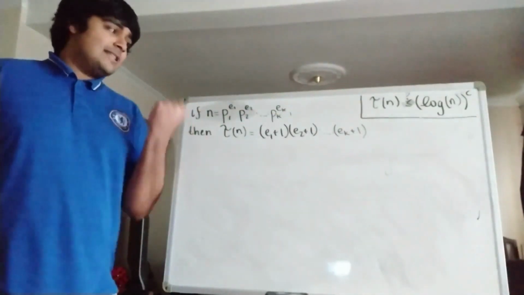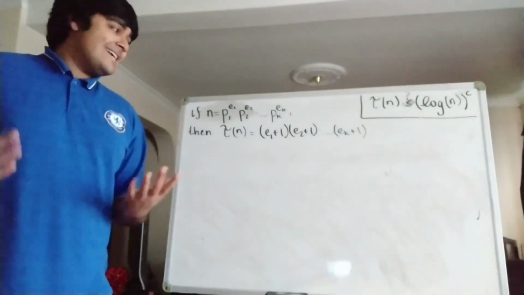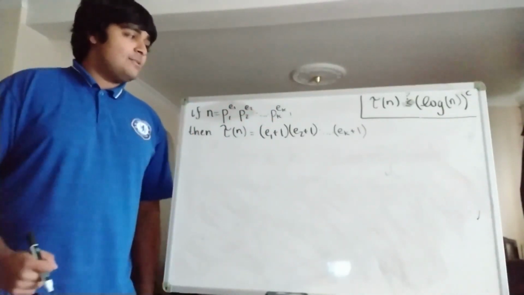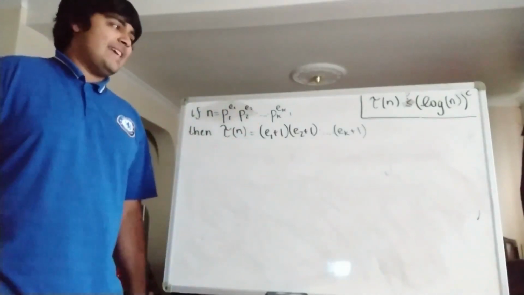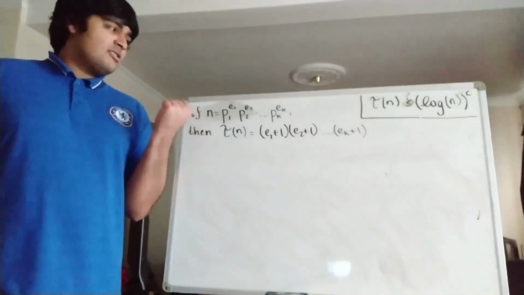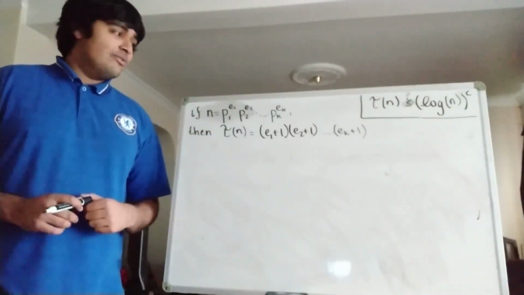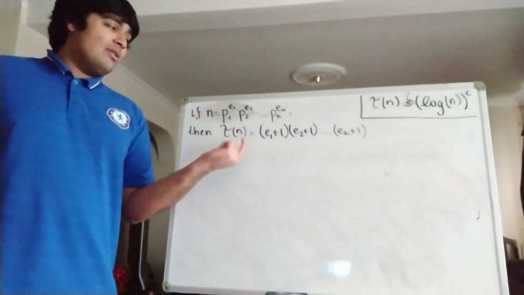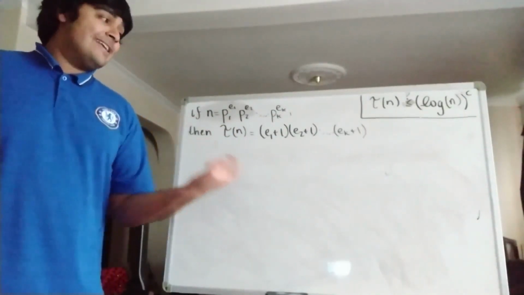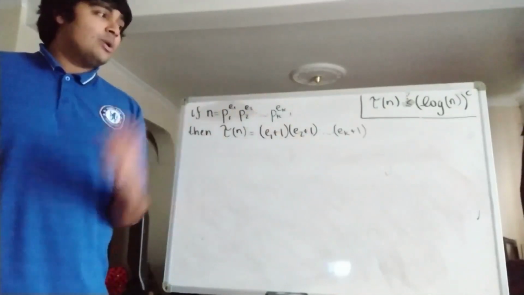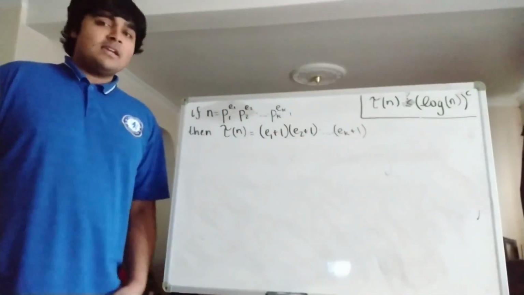What I've done first is I've written up a little fact here, and that is if n is written in this form, p1 to the e1 times p2 to the e2 and so on all the way up to pk to the ek, where each of the pi's are distinct primes, so I've written n in its prime decomposition form, and each of the ei's are non-negative integers, then tau of n, the number of divisors of n, is simply e1 plus 1 times e2 plus 1 and so on all the way up to ek plus 1. Okay, so this is a fact.